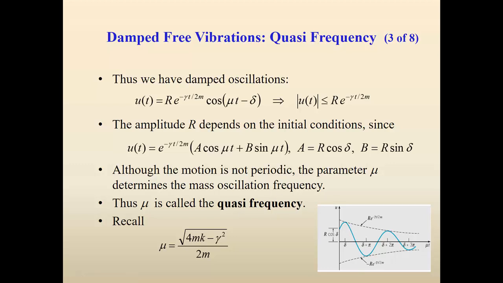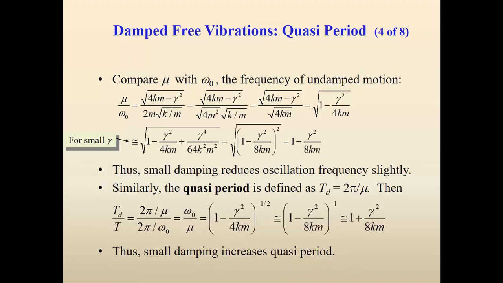It's not quite vibrating all the way. It's not quite making it all the way there. So it's a quasi-frequency because it's close, but it's not quite a frequency. We can take a look at their ratios to see how they compare. This isn't a big thing, but we can approximate it because we're assuming there isn't a lot of resistance. Otherwise, why are we vibrating at all?